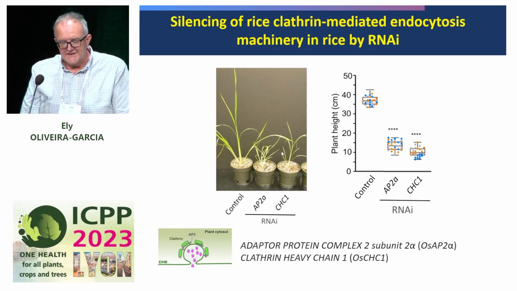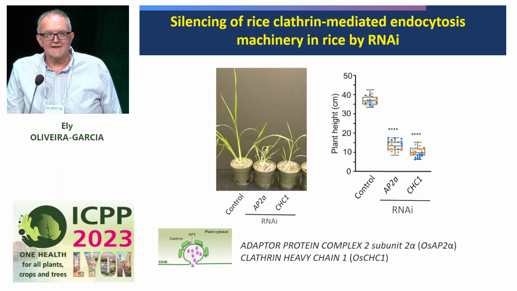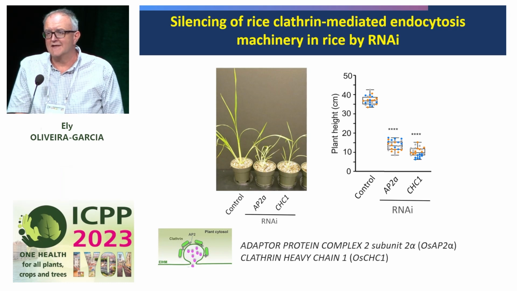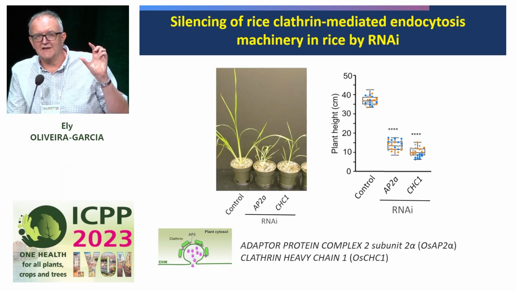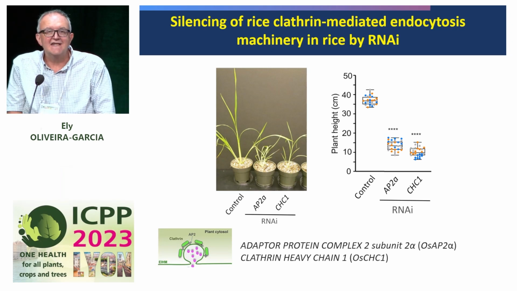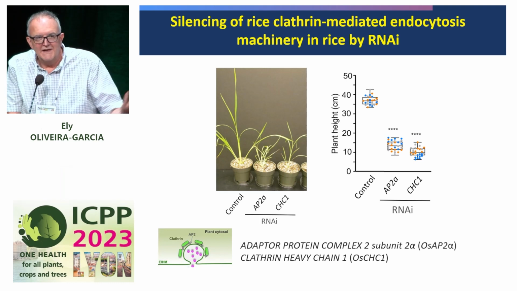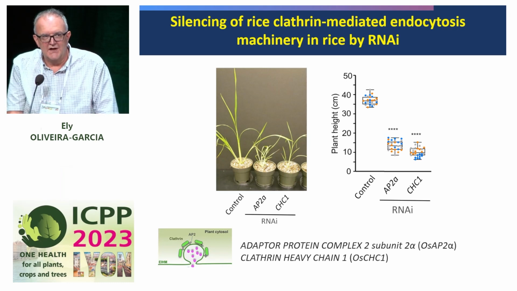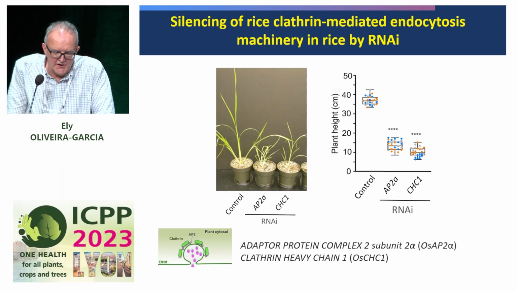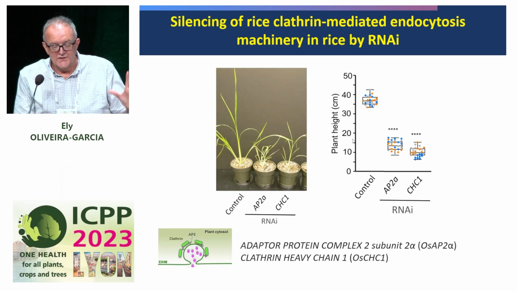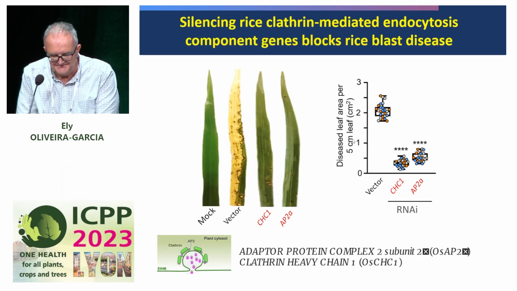At the same time, although Ellie hasn't shown it in these slides, we did a control with clathrin-independent endocytosis where we silenced flotillin. Flotillin is a key component of clathrin-independent endocytosis, which of course normally involves sterol-rich lipid raft type membrane compartments too. So we also silenced that at the same time, which also caused some stunting to occur.